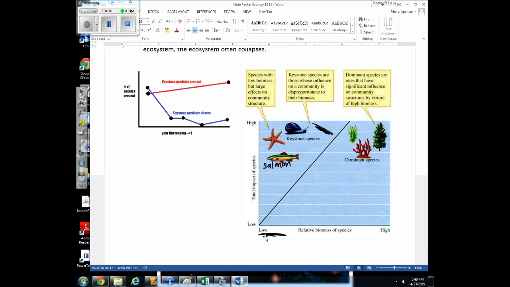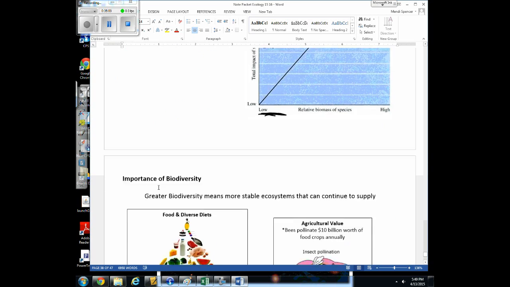This graph indicates that as long as these keystone species are present, we're able to maintain biodiversity. Species aren't going to go extinct. As a matter of fact, this is showing an increase in the number of species in an area as long as that keystone predator is present. But here's a situation where the keystone predator is extinct or absent, and you can see this ecosystem collapse as the number of organisms decreases because so many of them are reliant on that species. They're influencing the community, and it's disproportionate to their biomass.